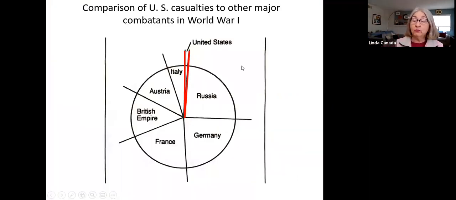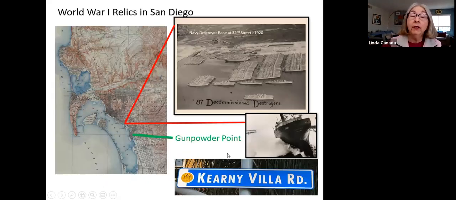Now, what was the US role in this war? Well, minuscule. This pie chart shows the casualties of all combatants in World War I. You notice the area in red. We only had 116 die out of the millions who died during World War I. So we had a fairly small role in it. But the war itself had a significant impact on San Diego.